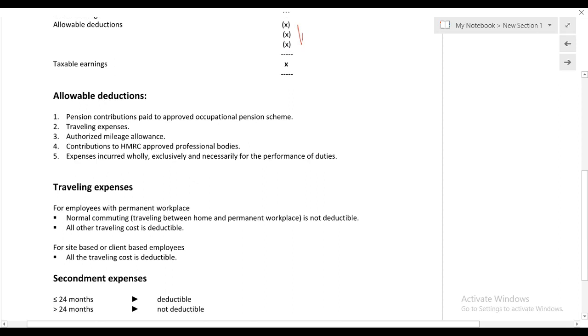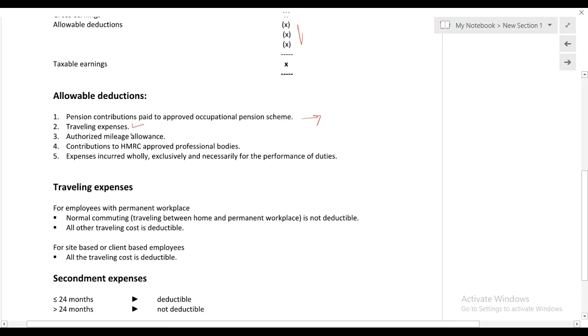Allowable deductions, what are these? Pension contribution paid to an approved occupational pension scheme. This we have already discussed. For example, if an employee contributes into an occupational pension plan, that is treated as an expense for that employee. So it is an allowable expense which that employee can deduct from his or her employment income.